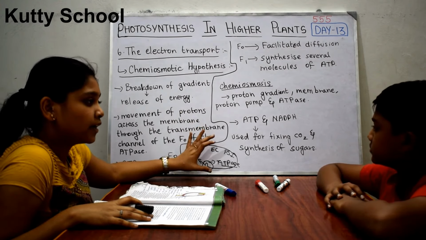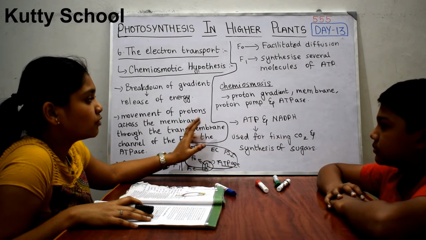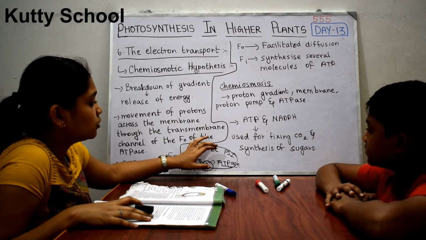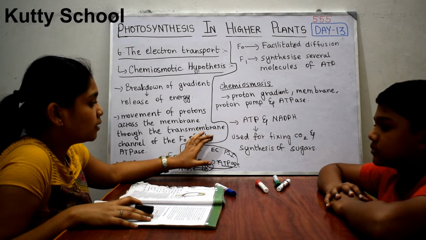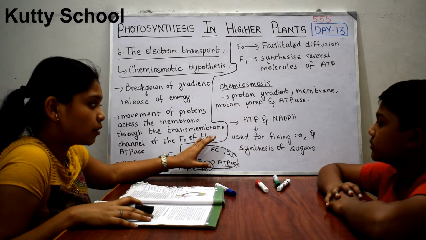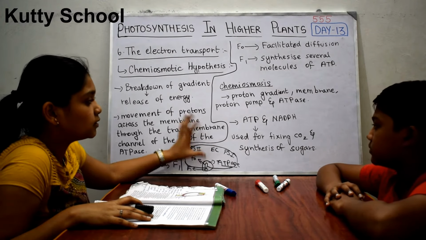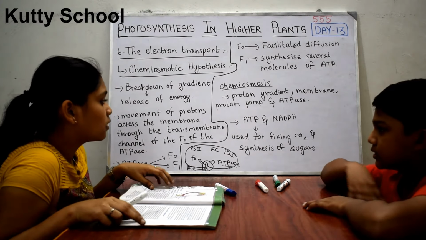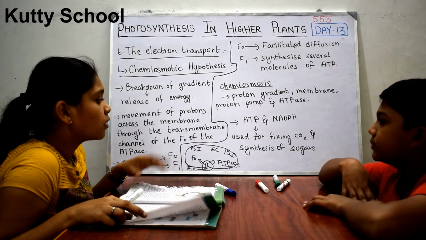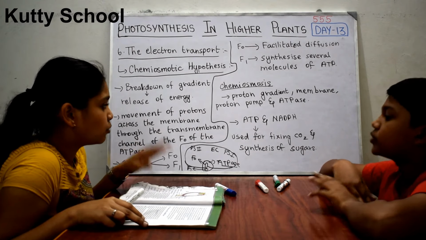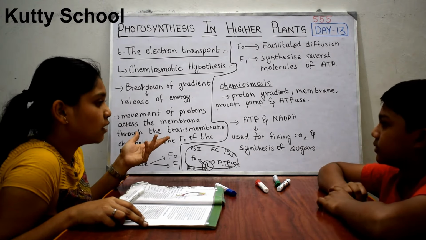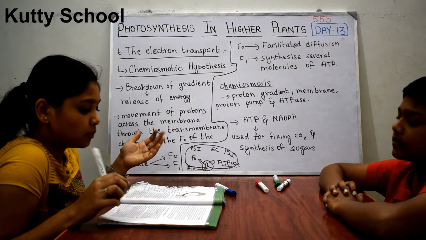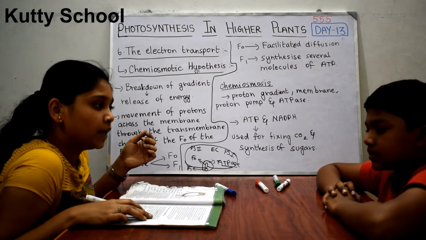Now in the dark reaction, these ATP and NADPH are used for fixing carbon dioxide and synthesis of sugars. So these are known as the dark reaction, the use of ATP and NADPH. We saw the light reaction, how ATP is synthesized. Next we will see where ATP and NADPH are used.